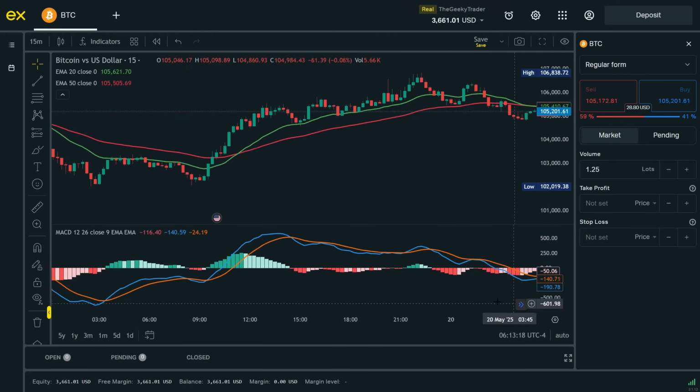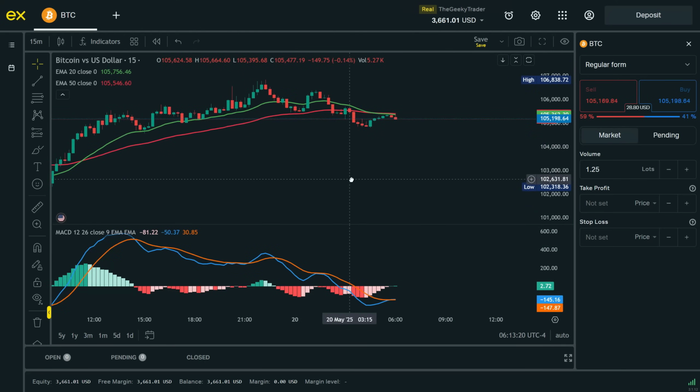Before jumping into the trade, let me quickly point out something important. I'm using the 15-minute time frame for this setup. Now, during my backtesting, I noticed this strategy works beautifully well, not just on the 15-minute chart, but also on higher time frames like the 1 hour and 4 hour. So whether you're a scalper or a swing trader, you can adapt this setup to suit your trading style. Just make sure to test it on your preferred time frame first.